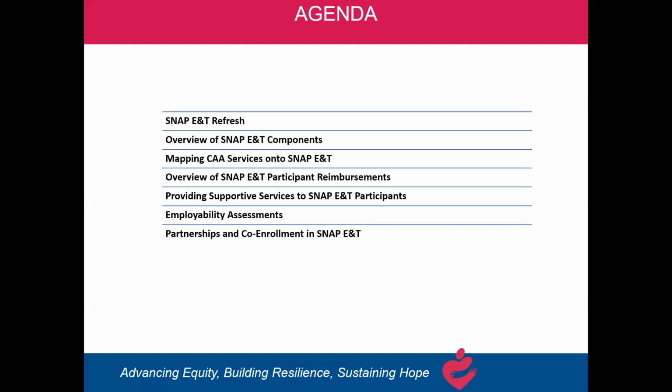We'll also do an overview of SNAP E&T participant reimbursements and how important those are for making sure someone's successful in your programs, and how you can provide those services to do that. Then we'll talk a little bit about the employability assessments and how important those are as part of the case management that goes along with all SNAP E&T components. And then we'll talk about partnerships and how co-enrollment can really enhance your program and the services that individuals receive when they get services from you. Next slide.